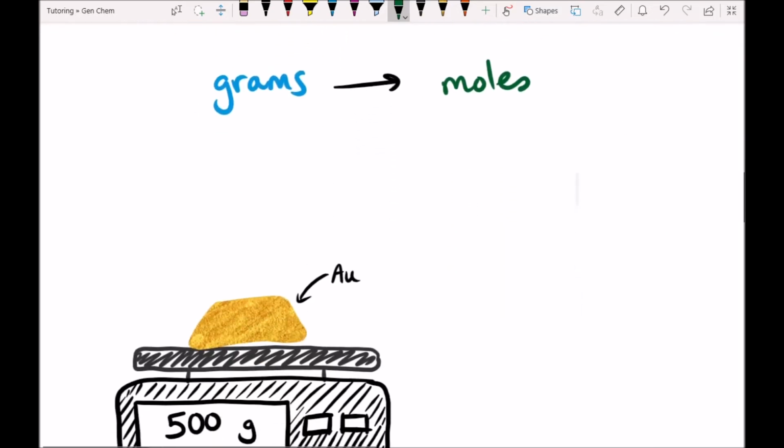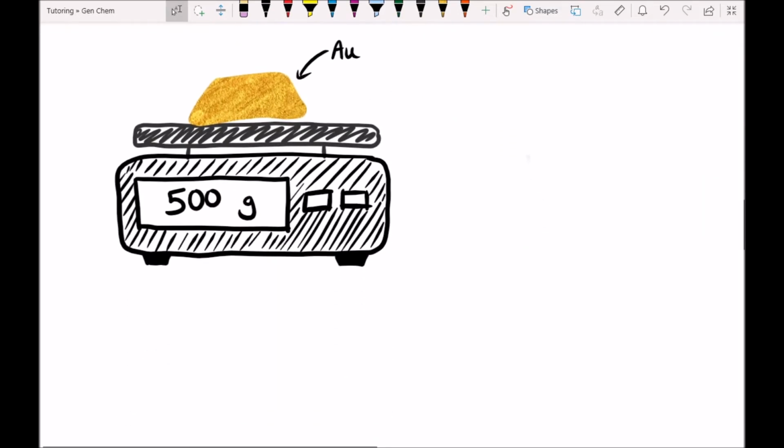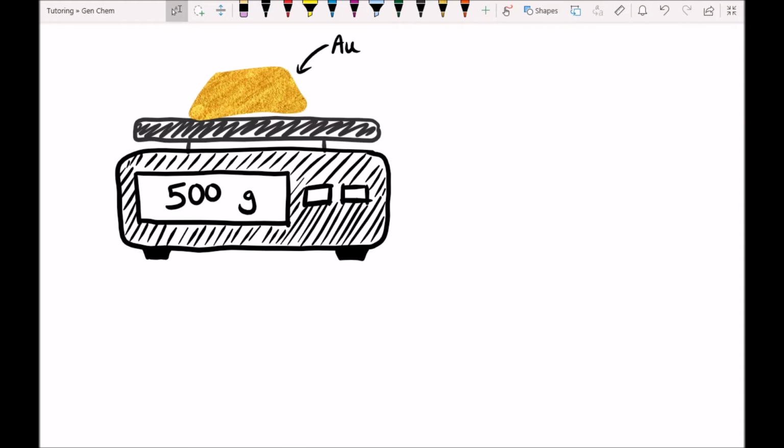Let's jump right into an example. We have a balance, and it has a gold block. AU is the symbol for gold, and the balance reads 500 grams. So 500 grams is our mass of gold. We get that from the scale.